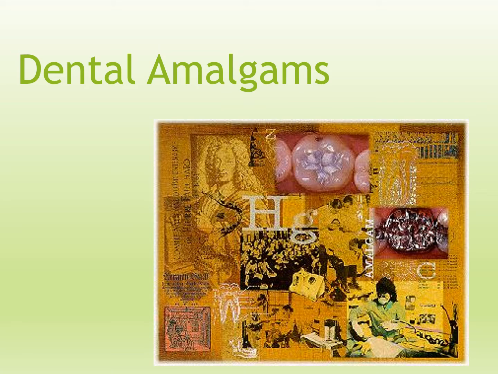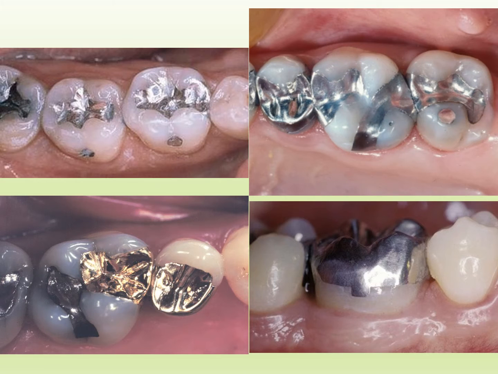I'll talk about dental amalgams. Our reference is Richard Minort from page 61 to 71. Amalgam is used to restore the lost tooth structure in class 1, 2, 5, and complex restorations.